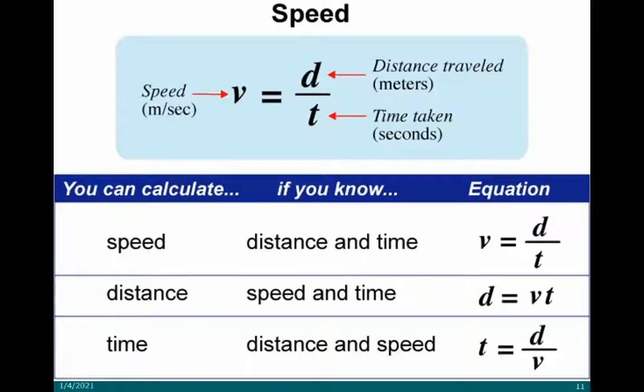It does not measure what direction you're going or changes in direction. It simply measures the quantity of how much space you're covering per time. Distance per time, which is the definition of speed. And you should be able to manipulate those variables to solve for any individual one: speed, distance, or time. So let's do some practice as we go through this.